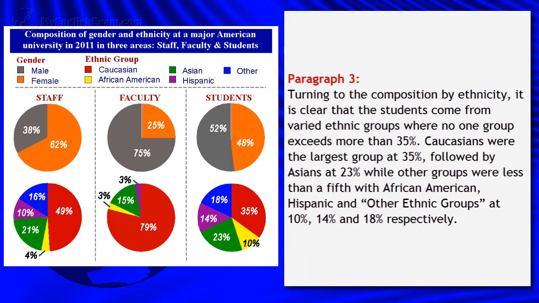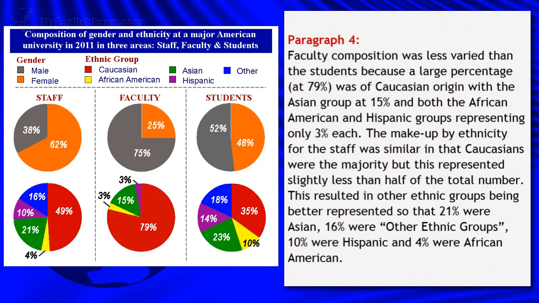Turning to the composition by ethnicity, it is clear that the students come from varied ethnic groups, where no one group exceeds more than 35%. Caucasians were the largest group at 35%, followed by Asians at 23%, while other groups were less than a fifth, with African Americans, Hispanic, and other ethnic groups at 10%, 14%, and 18% respectively.